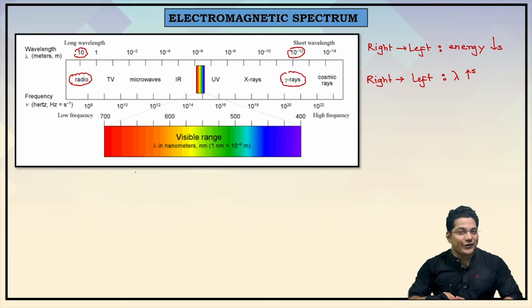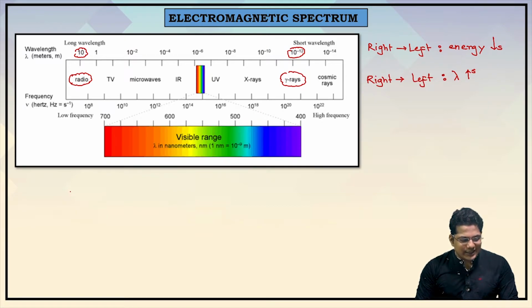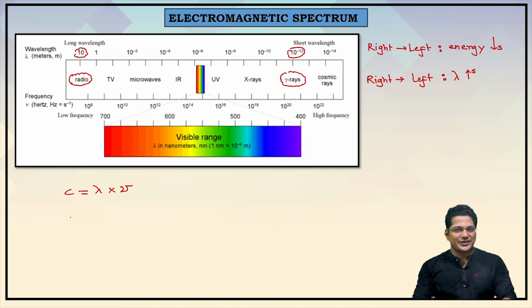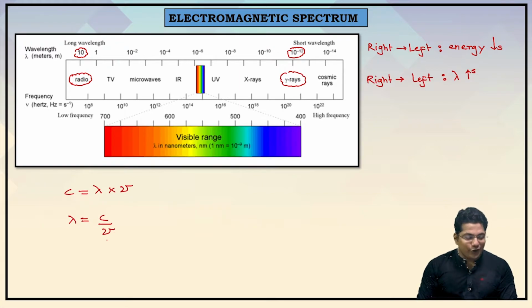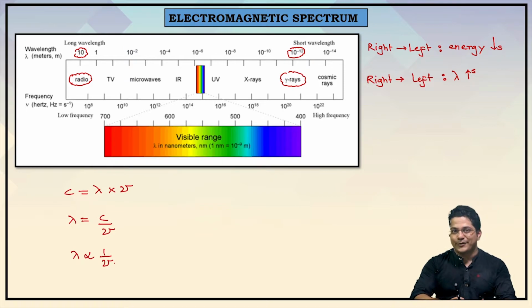One more thing, let's listen. We have already learned an equation that is nothing but Maxwell's electromagnetic equation. In that equation, if you remember, we talked about c is equal to lambda into mu. Over here, c is a constant. Therefore, can I say lambda is equal to c upon mu, which can be represented as lambda is directly proportional to 1 upon mu, or I could say lambda and frequency are inversely proportional.